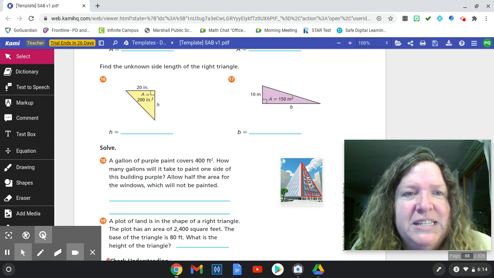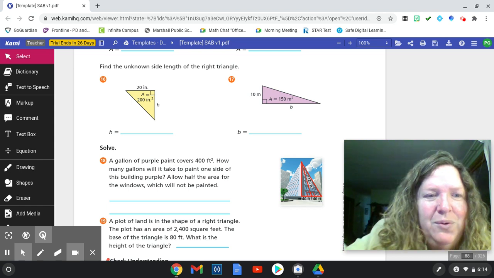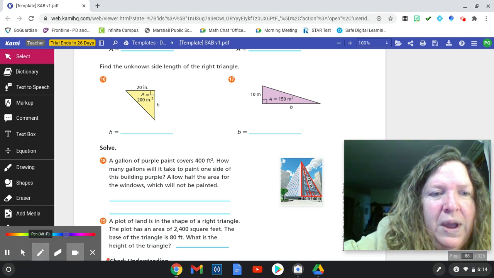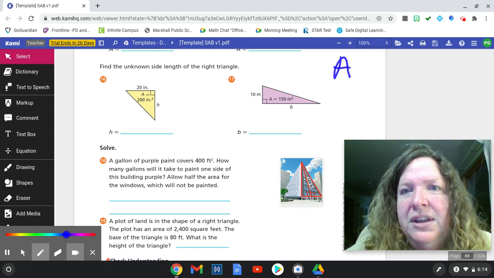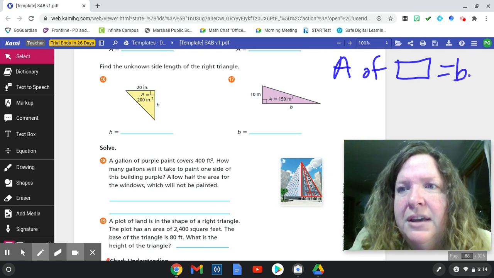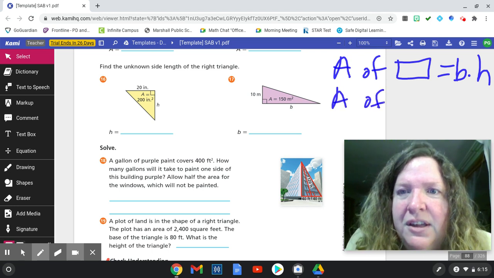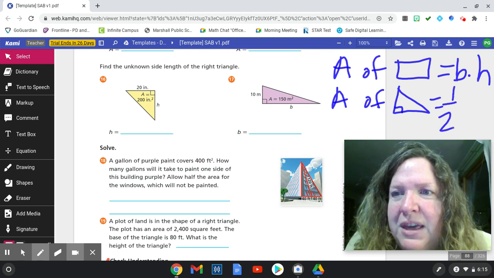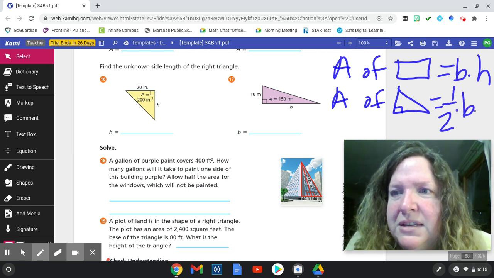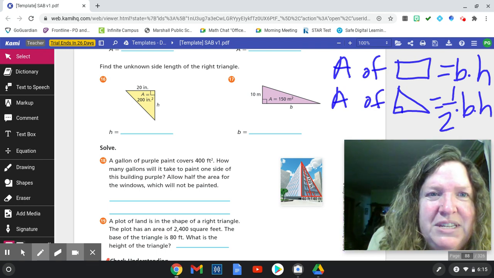So I want to take a look at number 16 and 17 because those are really tricky ones. So we know that the area of a rectangle is base times height. We know that the area of a right triangle is a half of that. One half times base times height. One half of that. So let's take a look at number 16.